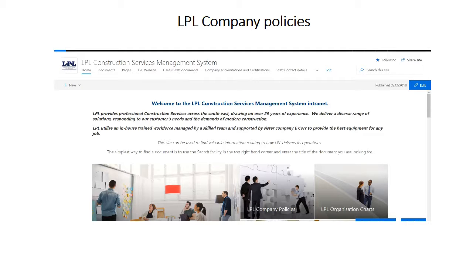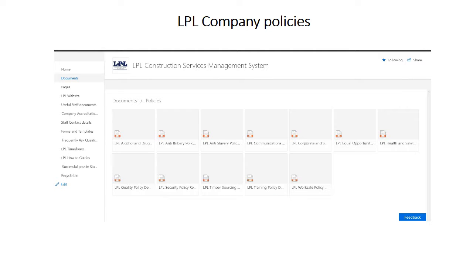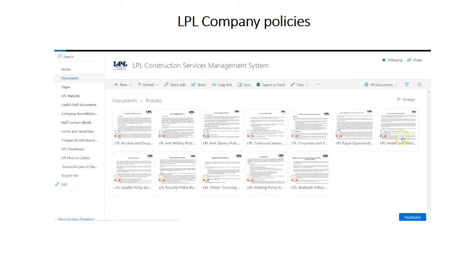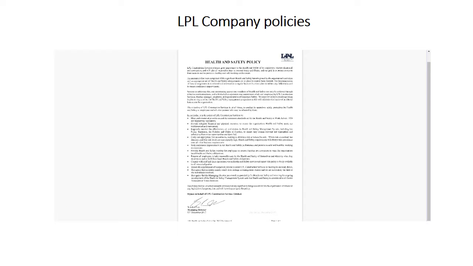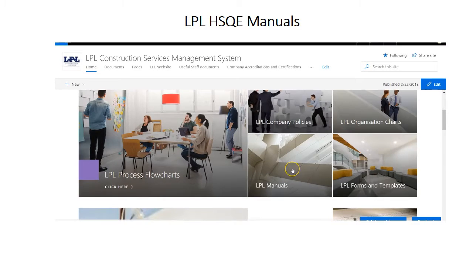To view LPL company policies, simply click on the LPL company policies box. By clicking on the policy you want to view, this will open the file. Once you have opened the file, you are able to share, copy, print, or even download it. The same principle applies to accessing company manuals.